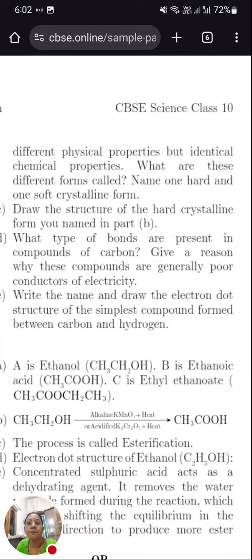Now here, once again repeating the question: which type of bonds are present in compounds of carbon? Ionic bond and covalent bond. As carbon compounds are made by sharing of electrons, covalent bonds are present there. Give a reason.